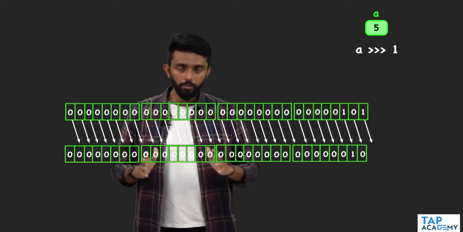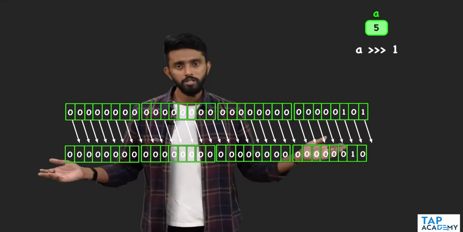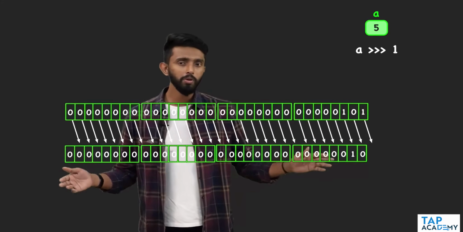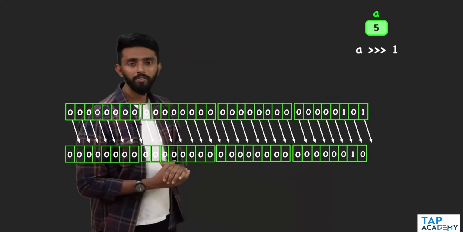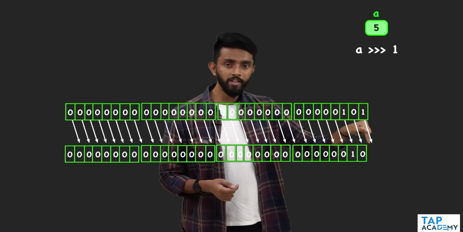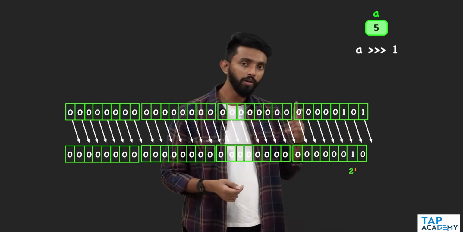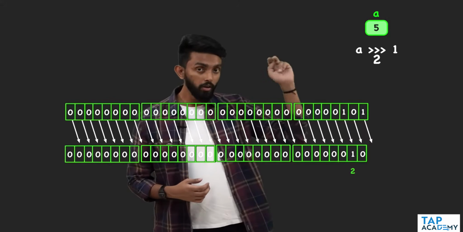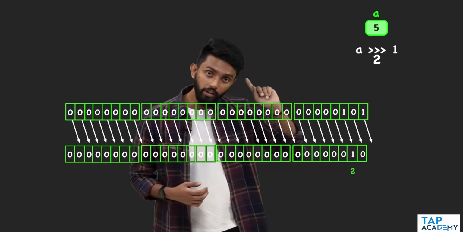So this is what ultimately we have. And look at the most significant bit, it is 0. If the most significant bit is 0, it means it's a positive number. You just have to directly convert it. If I directly convert it, it is just 1 and 0 here. So this is nothing but 2 to the power 1, which is 2. So 5 right shifted once is 2, right? Triple right shift 1 is 2.